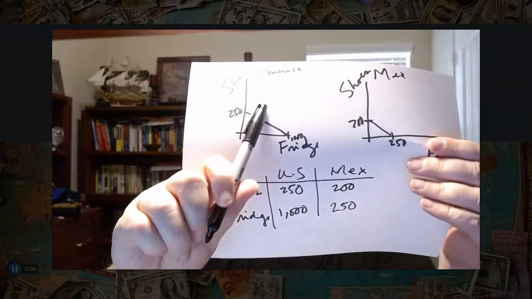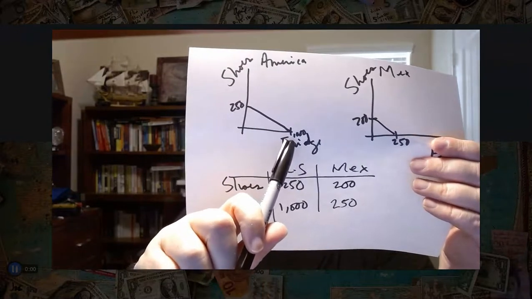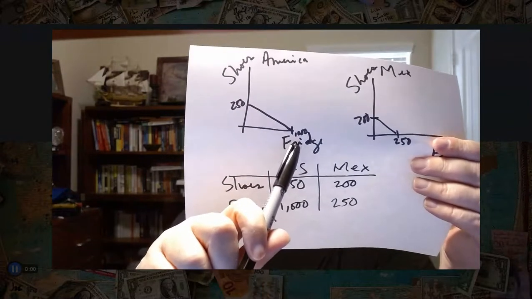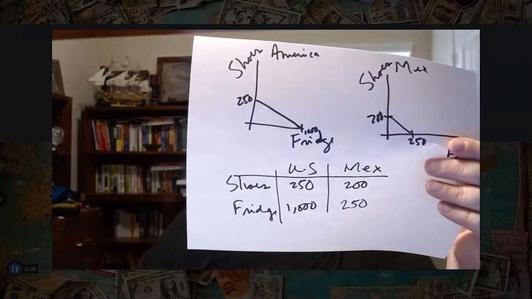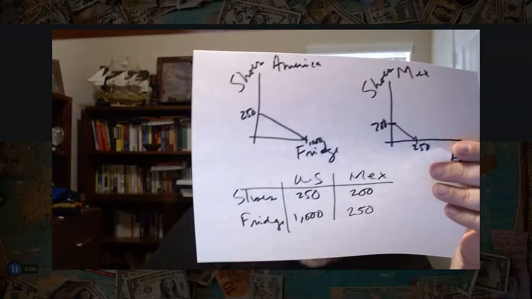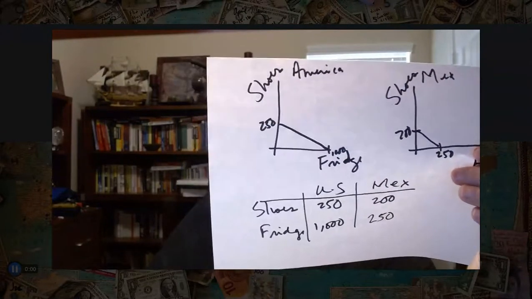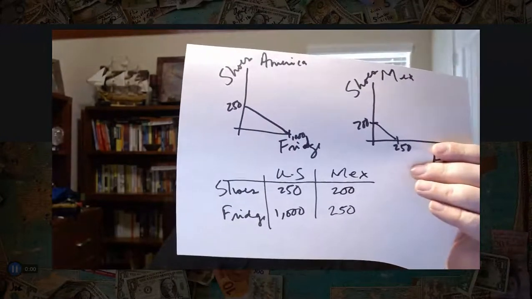Remember, this is a production possibility curve. They can produce 1,000 units of refrigerators, but that means they don't have any resources left to go towards shoe production. Similarly, they can produce 250 units of shoes, but they don't have anything left over to produce refrigerators. All right? So that's how we're going to do this. So bear with me.